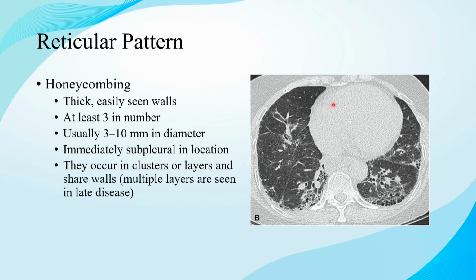Now, what is honeycombing? Honeycombing is nothing but a stack of cysts which we see in the advanced stages of the interstitial lung diseases. For diagnosing honeycombing, there should be at least 3 in number. They should be present in the subpleural region. They should share the wall, and these are generally stacked upon one another. Now, what does this imply? Honeycombing implies an advanced stage of the disease, and it results in extensive alveolar destruction.